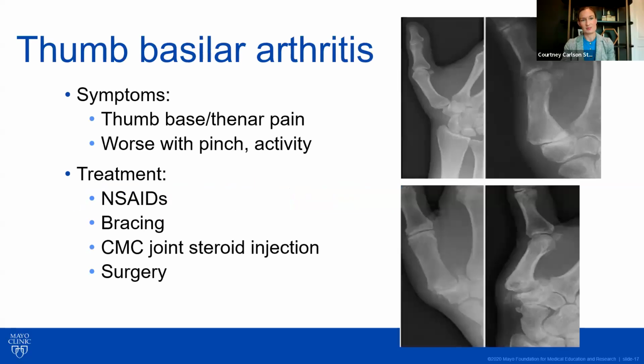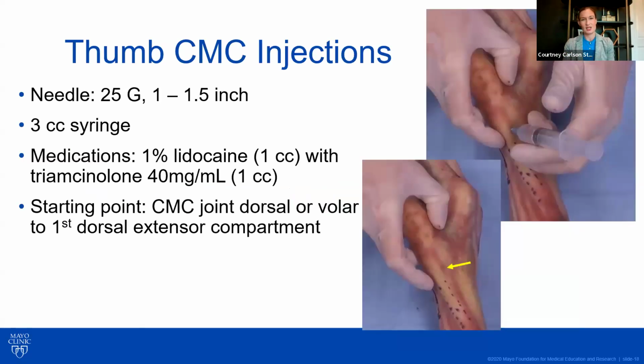For thumb-based arthritis pain, this is similar, but it's very classic with thumb-based pain, and patients will also note thenar pain and soreness. It's usually worse with any sort of activity such as pinching, gripping, turning doorknobs. The mainstay of treatment for thumb-based arthritis is similar: NSAIDs, bracing, but we know CMC joint injections can provide patients quite a bit of pain relief before considering surgery. These injections can be a little bit more challenging under anatomic guidance, but it certainly is doable and something I do in clinic very often.